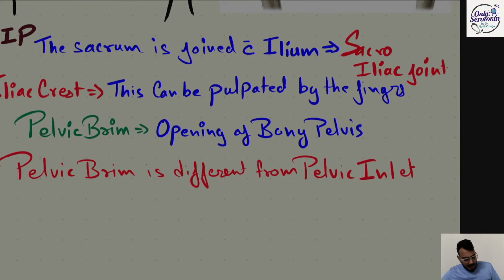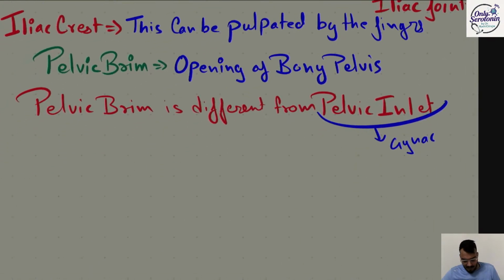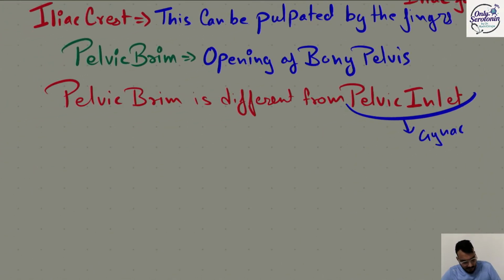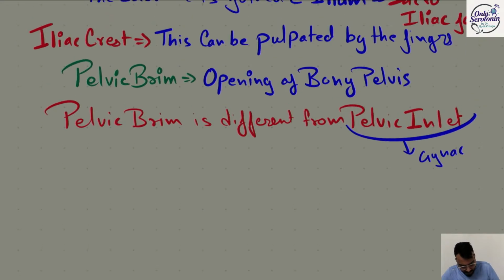Where you are going to study pelvic inlet, guys? You are going to study pelvic inlet in gynec. When you are studying about the normal vaginal delivery, we will measure the pelvic inlet. If pelvic inlet is appropriate, then only a woman can deliver vaginally. Otherwise, we have to go for the secondary option, that is surgery. Name of that surgery is LSCS, lower segment C-section, right?